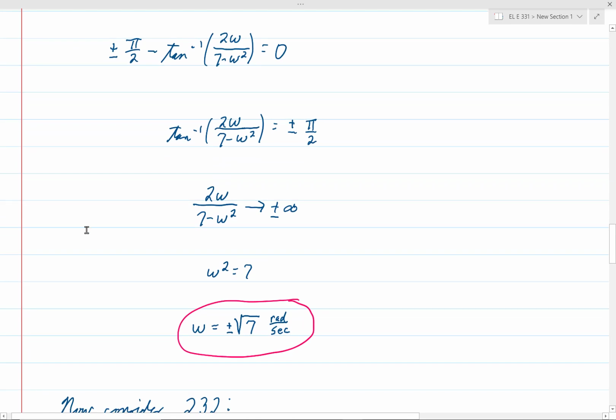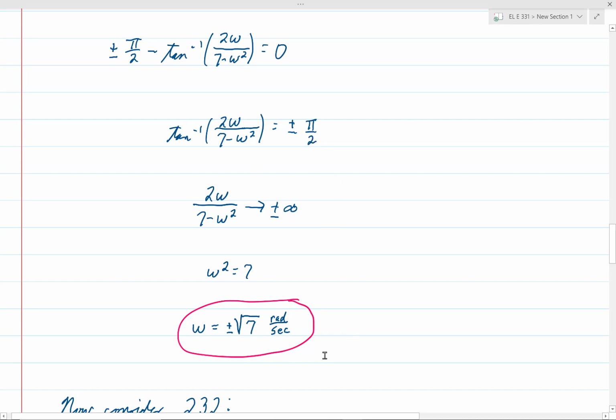That happens, of course, when omega squared is equal to 7. And there are two possibilities that will make that happen, omega equals plus or minus the square root of 7. If omega is plus the square root of 7, then it will go to positive infinity, and we will get the positive pi over 2 here. On the other hand, if omega is equal to negative square root of 7, then this will go to negative infinity, and that corresponds to negative pi over 2 here.